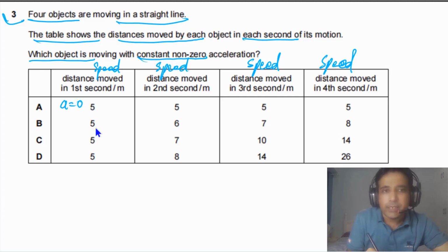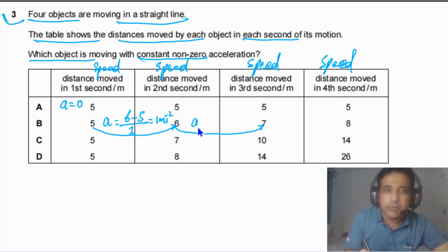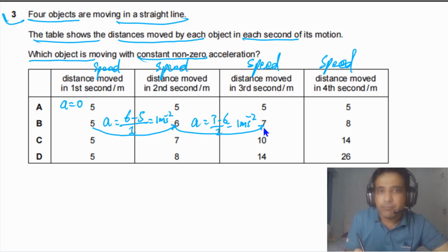But if you look at the next one, 5 to 6, we can calculate acceleration here. So this will be v minus u divided by time, that is equal to 1 second. So the acceleration in this case is 1 meter per second per second. Now in this interval of time, again we can find a, that is equal to 7 minus 6 divided by 1, so this is also equal to 1 meter per second per second.